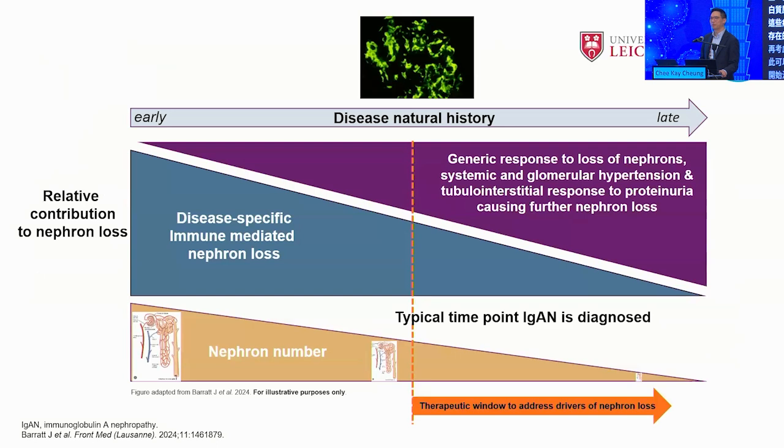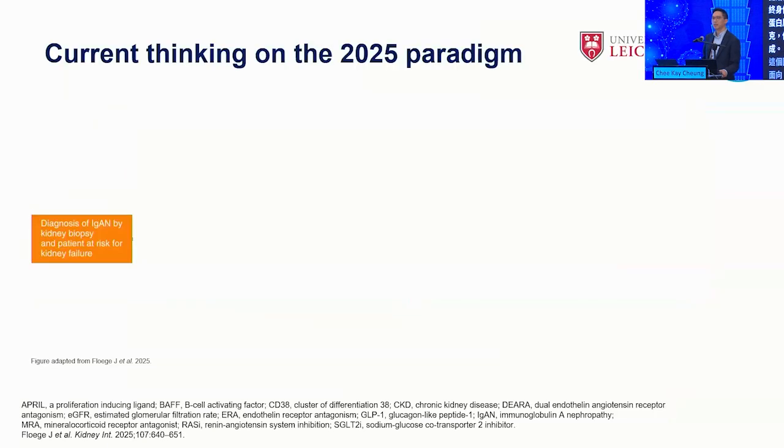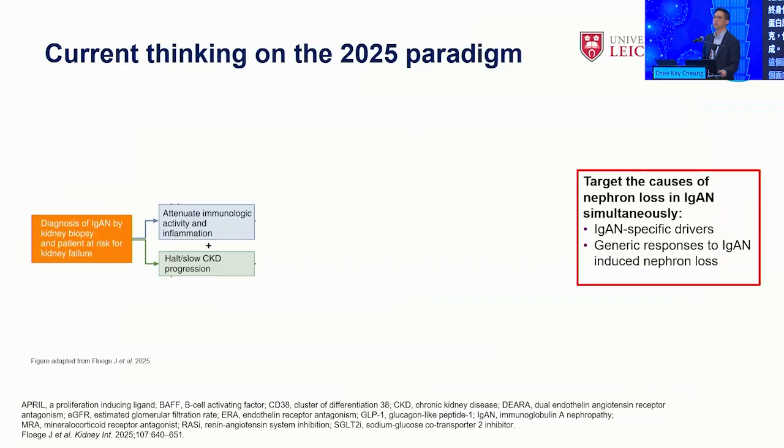And this diagram's already been shown as well, and we have to target both these aspects, the IgA-mediated aspect and the generic responses to that kidney damage that drives glomerular hyperfiltration and maladaptive responses and proteinuria. So an IgA element and a CKD element as well. So Hitoshi showed this before, this current thinking on the 2025 paradigm, and that's to target both of these causes simultaneously, the IgA-specific drivers and those generic responses to IgA-induced nephron loss.